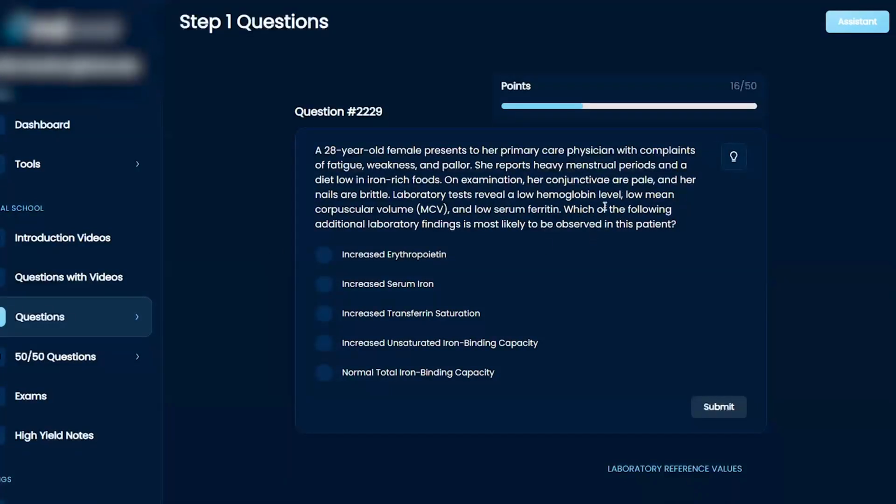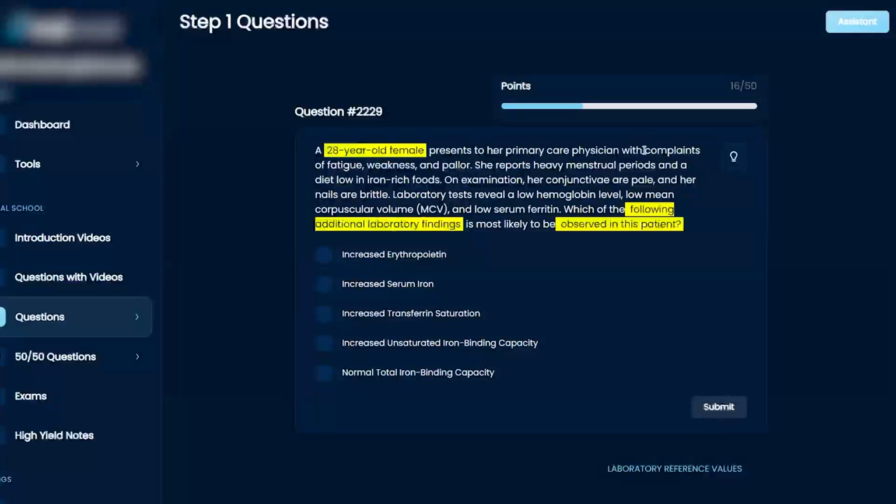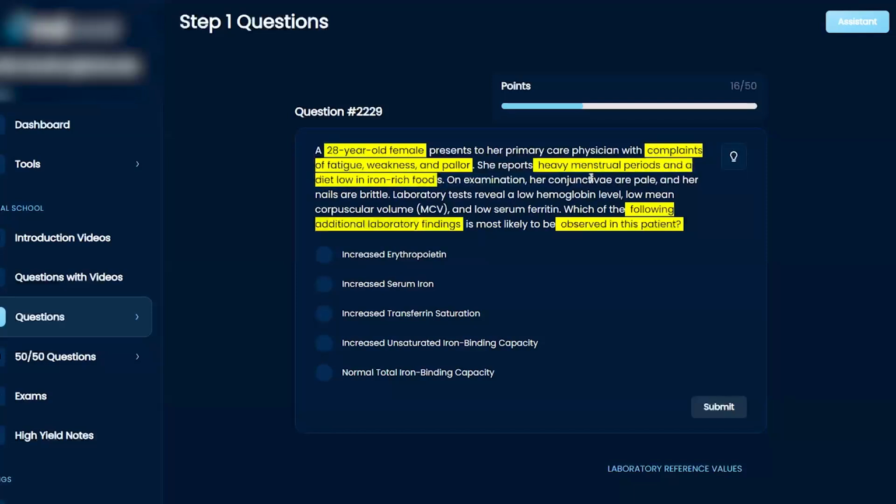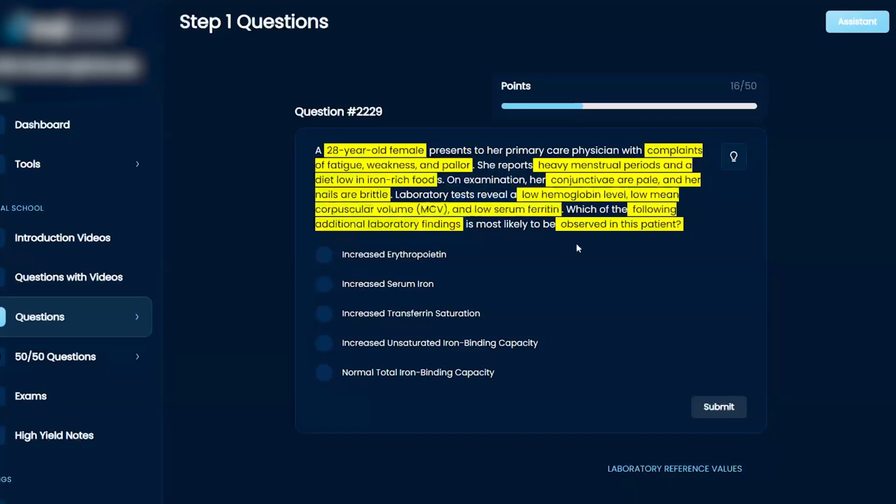Okay. So which of the following additional laboratory findings is most likely to be observed in this patient? So read the point, iron, transferrin, iron binding. Okay. So a 28-year-old female presents to her primary care physician with complaints of fatigue, weakness, pallor. She reports heavy menstrual periods, low iron-rich foods, pale, nails are brittle, low ferritin, hemoglobin. Which of the following additional laboratory findings is most likely observed in this patient?